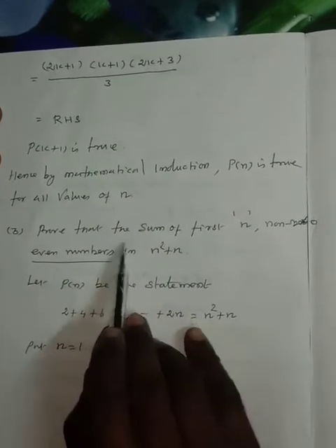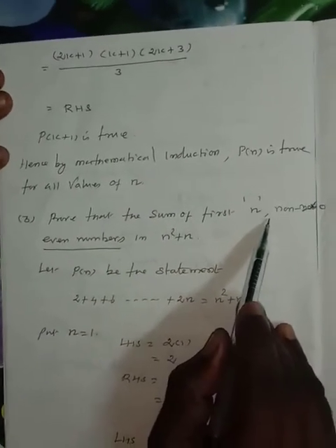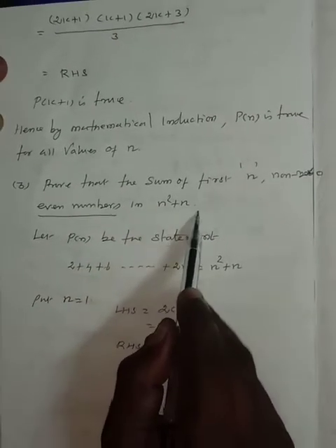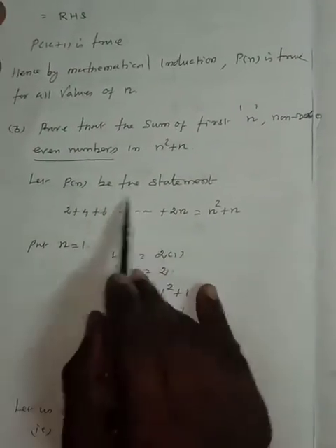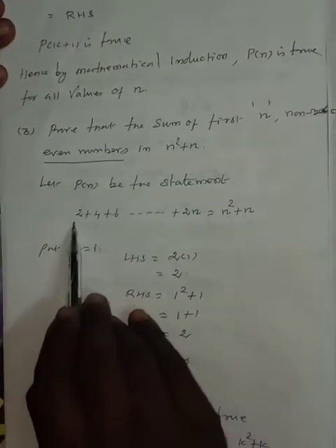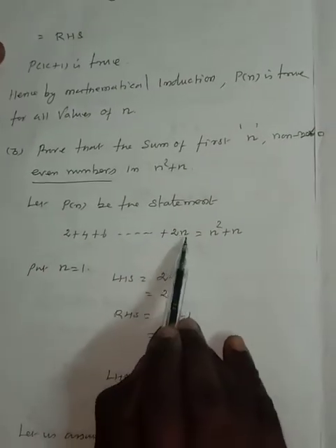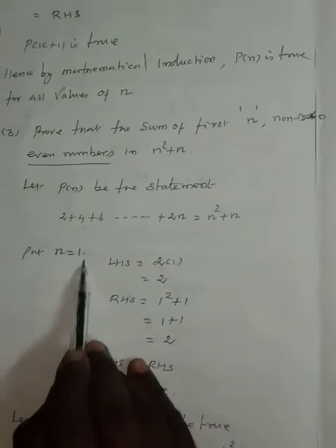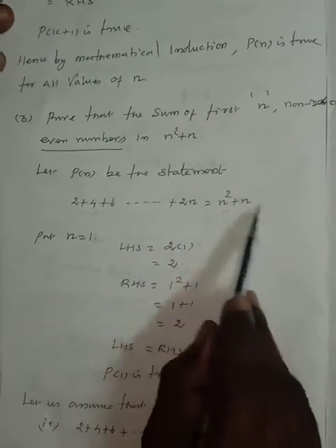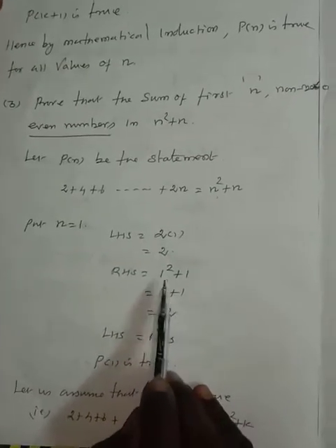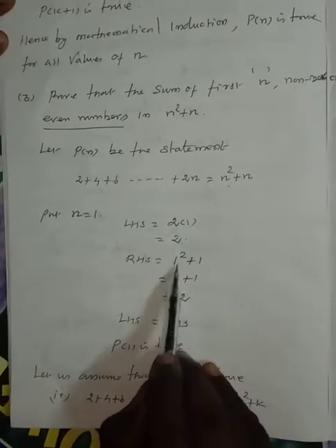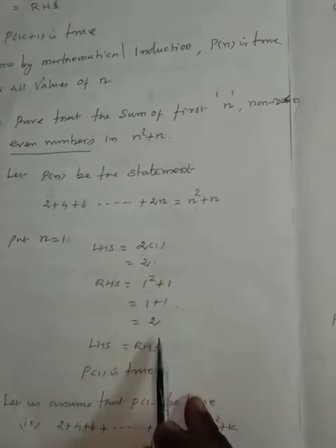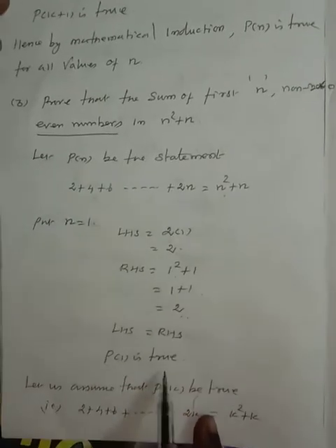Sum number 3. Prove that the sum of the first n non-zero even numbers is n square plus n. Let P of n be the given statement: 2 plus 4 plus 6 plus and so on to 2n is equal to n square plus n. Let us take LHS. Substitute n is equal to 1, we get 2. Take RHS, n square plus n. Substitute n is equal to 1: 1 square plus 1 is 1 plus 1, which is 2. So LHS equal to RHS. LHS value and RHS value are equal. Therefore P of 1 is true.